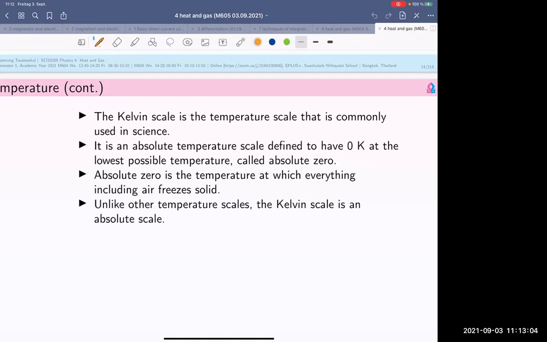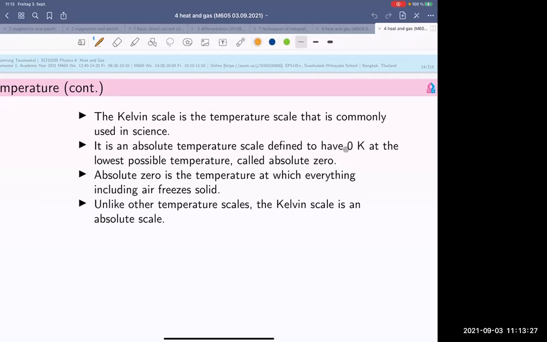In physics, you have to rely on the truth. They found that 0 Kelvin, or minus 273.15, is the lowest possible temperature of anything in space. You cannot get the temperature lower than this, and that's the thing that we have to rely on.